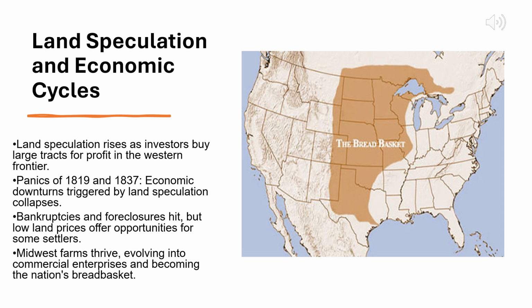As transportation networks improved and markets expanded, many of these small farms evolved into commercial enterprises producing cash crops that could be sold in distant cities. The fertile soil of the Midwest made it an ideal region for farming, and many settlers found success growing crops like wheat and corn. Over time, the Midwest became known as the breadbasket of the nation, supplying food to urban centers in the East and driving the growth of the national economy.